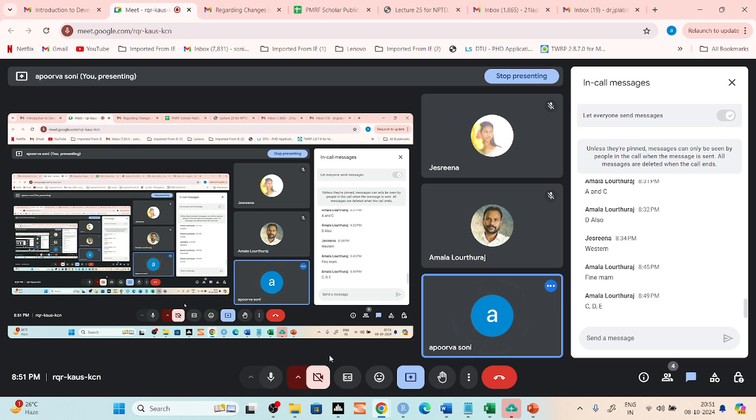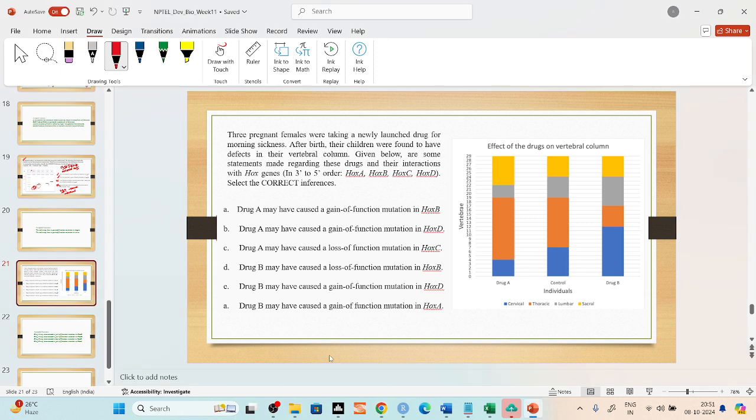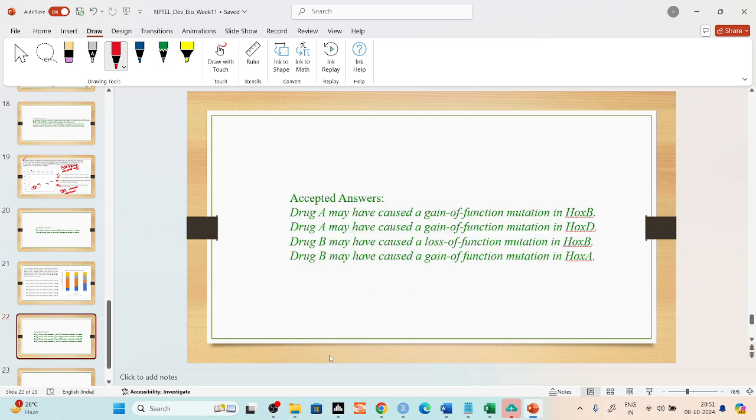So Amla has answered C, D, and E. Okay. The correct answer is: drug A may have caused a gain of function mutation in HOXB. Drug B may have caused a gain of function mutation in HOXB. And drug B may have caused a gain of function mutation in HOXA.